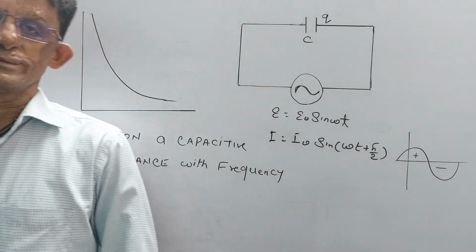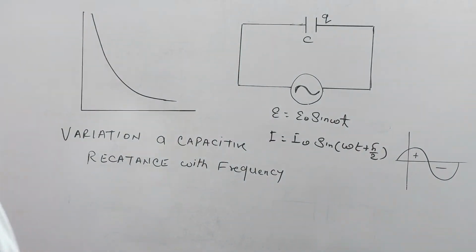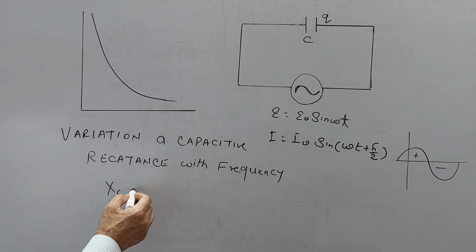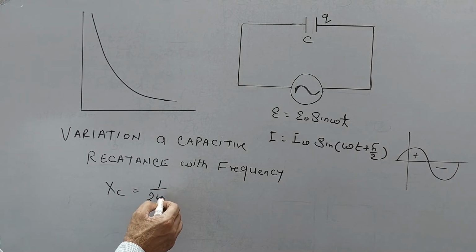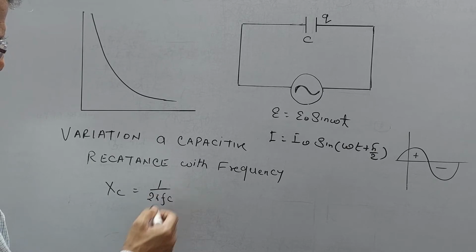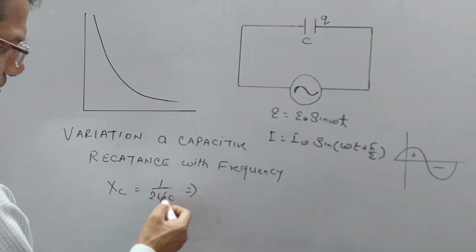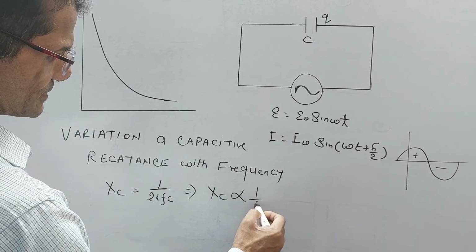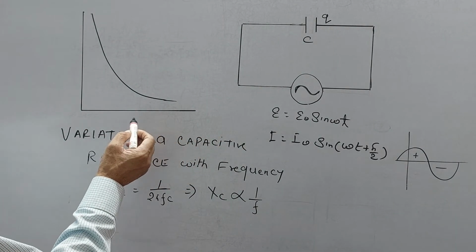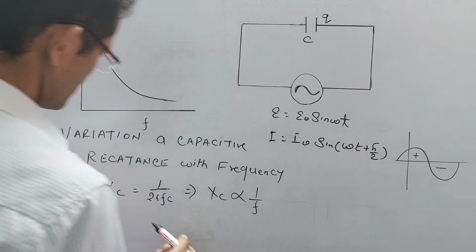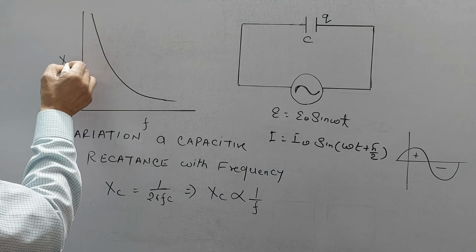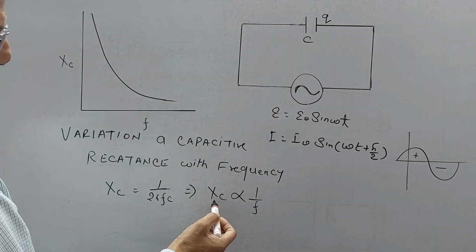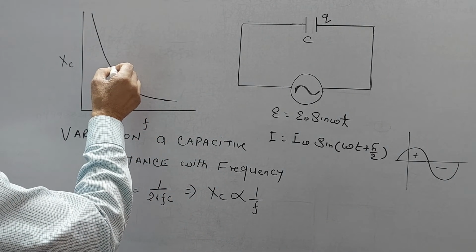Next, we will draw a graph between capacitive reactance and frequency. We already know that XC, the capacitive reactance, is equal to 1 upon 2 pi f into C. So here I can say that 1 upon 2 pi C is constant. Therefore, XC is directly proportional to 1 by frequency. If I represent frequency along the x-axis and capacitive reactance along the y-axis, I have this graph. It means that whenever frequency is increasing, the capacitive reactance goes on decreasing.